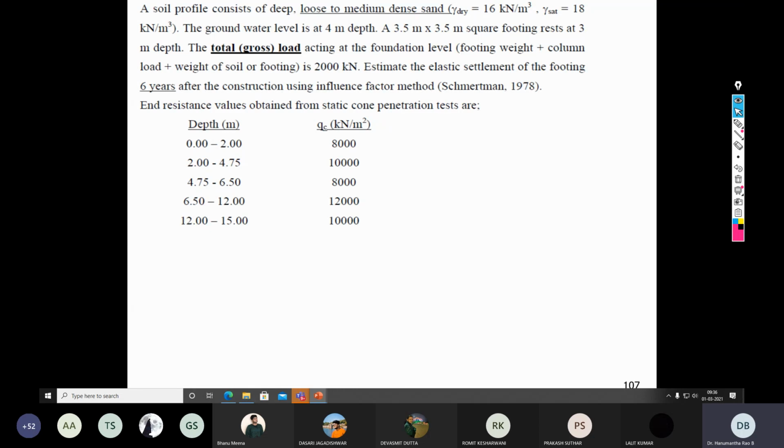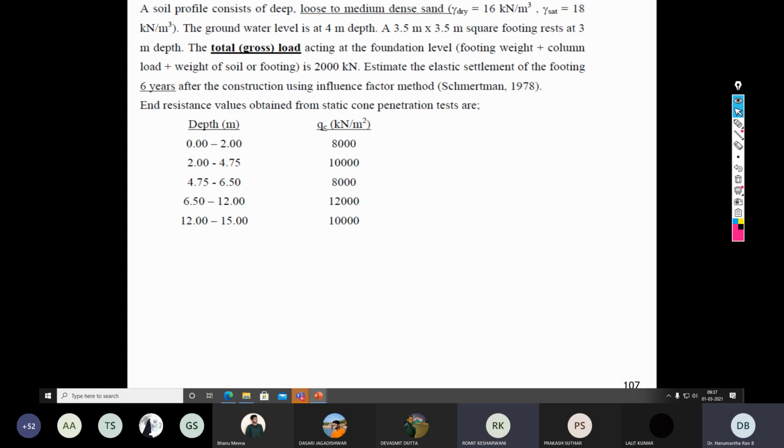End resistance values obtained from the static cone penetration test are given as a function of the depth. From 0 to 2 meter, the cone penetration resistance is 80,000 kilonewton per square meter. 2 to 4.75, 10,000 kilopascal. 4.75 to 6.5, 8,000 kilopascals. 6.5 to 12, 12,000, and 12 to 15 meter, 10,000 kilopascals.